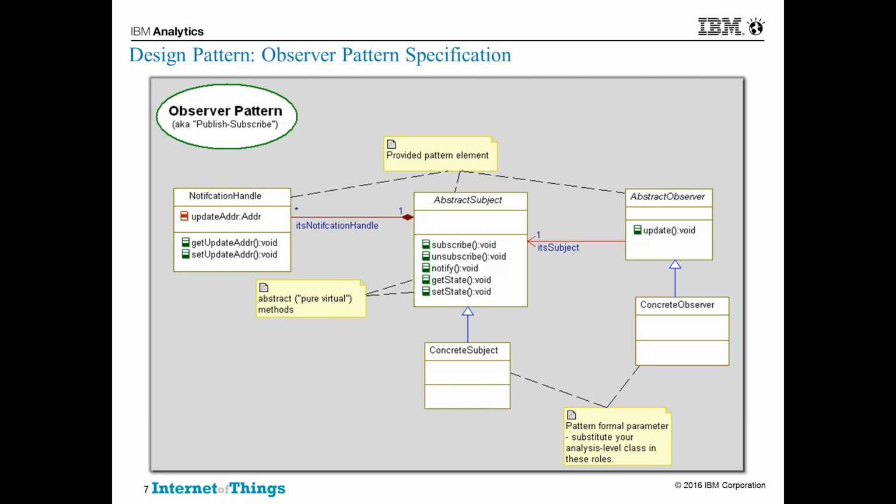And that results in a notification handle. So the notification handle is basically the address to talk back to that client. It can be in the same address space, or it could use TCP/IP addressing. However you decide to do the addressing, the notification handle allows you to add clients with the subscribe method and remove them later with the unsubscribe method. Right? So those are the glue elements. And then your particular elements from your analysis model form these formal parameters, the concrete subject and the concrete observer.